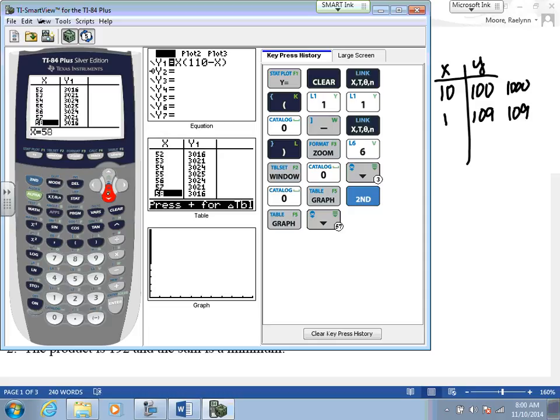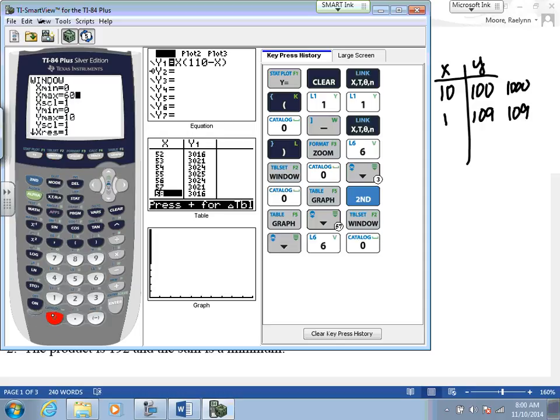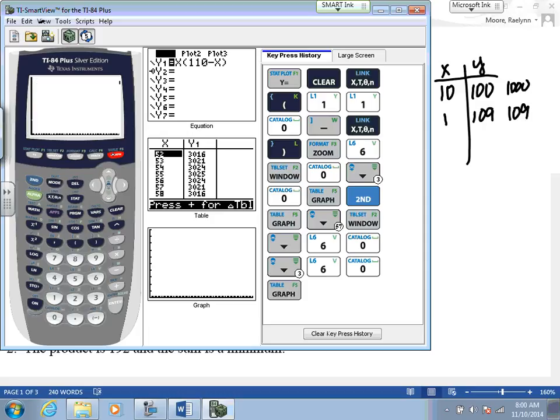So let your x go from 0 to 60. So my x min is 0. My x max is 60. Let's set your y the same way. Y max, 60. And let's see if we get a graph.